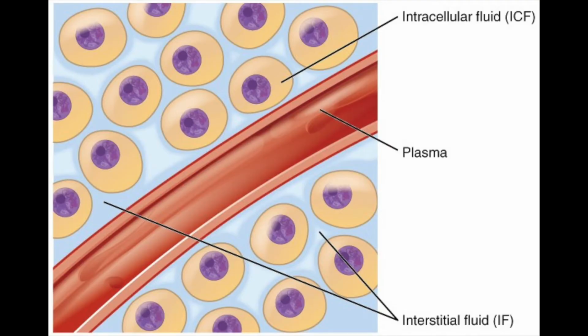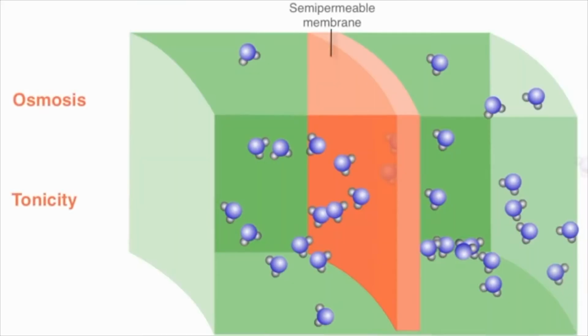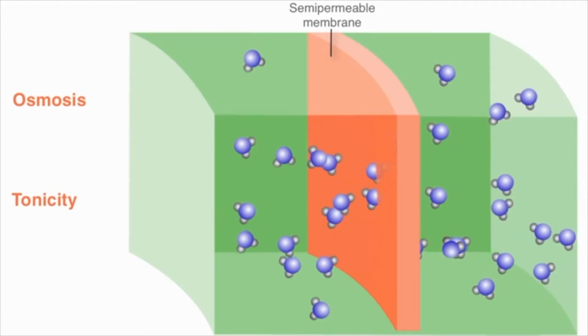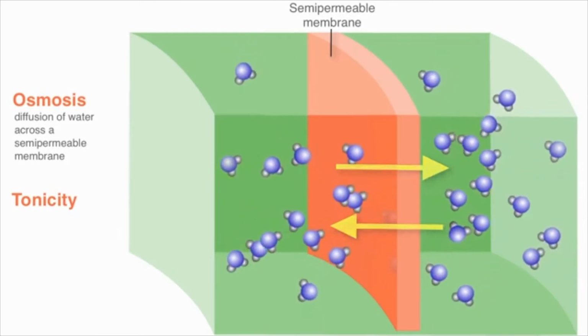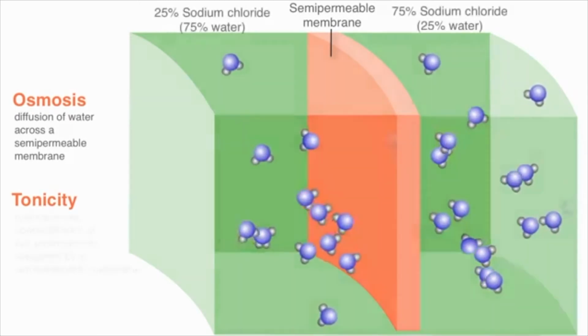The fluids are separated by a semi-permeable membrane. Osmosis is the net movement of water across a semi-permeable membrane from areas of high concentration to areas of low concentration. Tonicity refers to the solute concentration and the net movement of water.